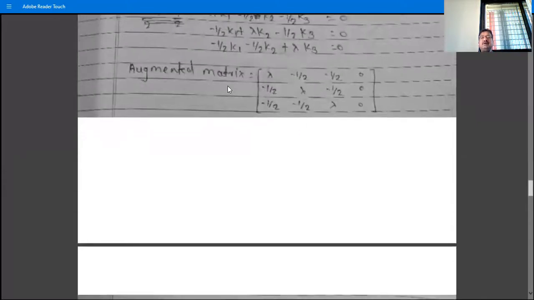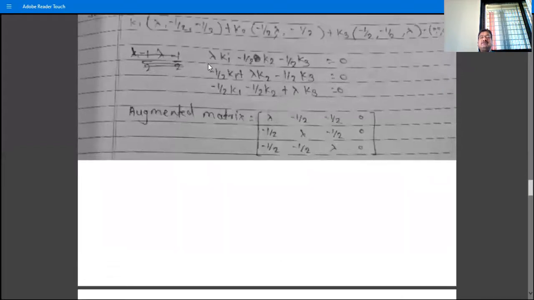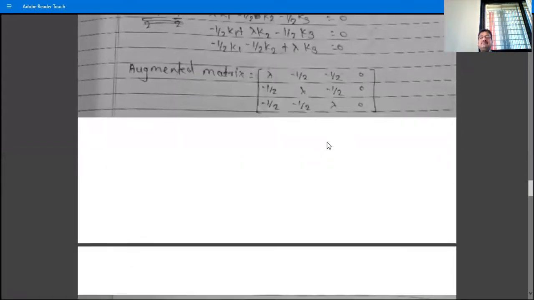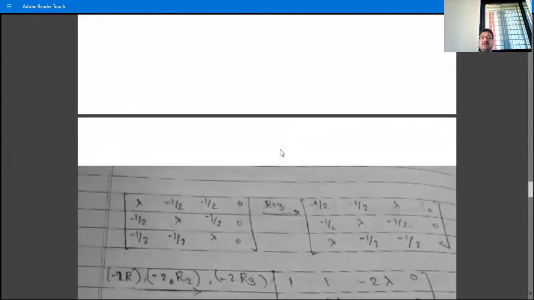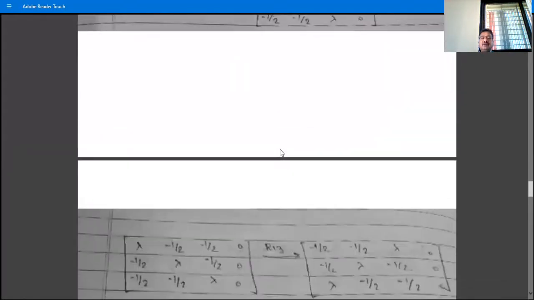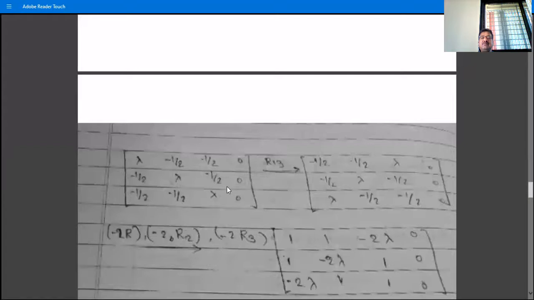Now we have to solve this system and find the values of K1, K2, K3. So the augmented matrix is this, with the coefficients of K1, K2, K3 and the right side equal to 0. Now we have to reduce this matrix to echelon form. This is the matrix. We interchange the first and third rows, so we have this after interchanging.